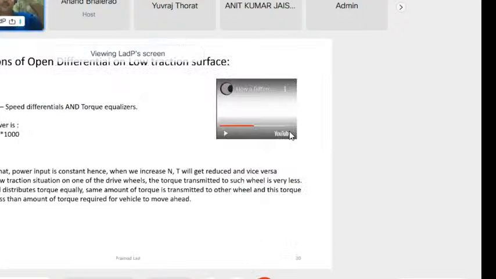Okay, so as you know, the open differential has an inherent disadvantage on a low traction path. Whenever you come across one wheel on, say, sand or an icy surface, it tends to slip and the vehicle doesn't move ahead. The reason is that differentials are speed differentials and torque equalizers.